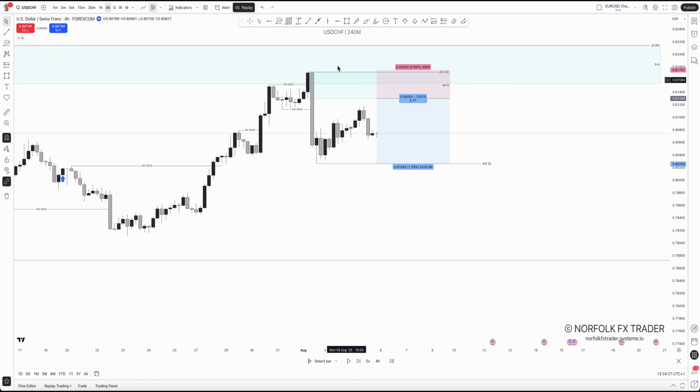We create this high as an internal structure high. It's also a great area to be run for potential liquidity in the market to fully fill this imbalance. Now, if we close through this imbalance, then we could see a continuation higher.